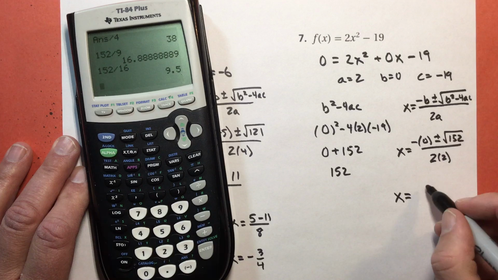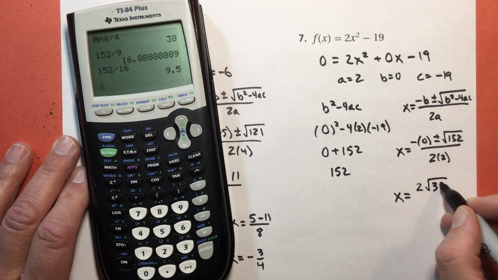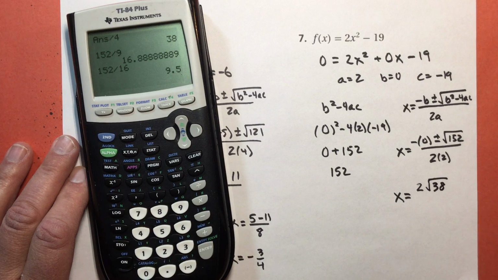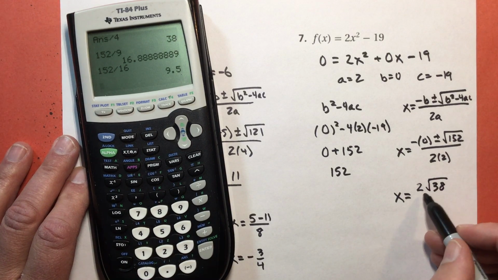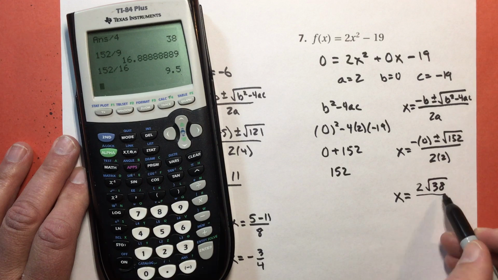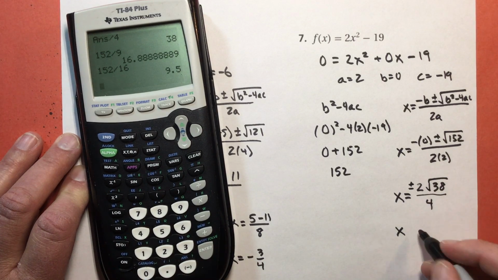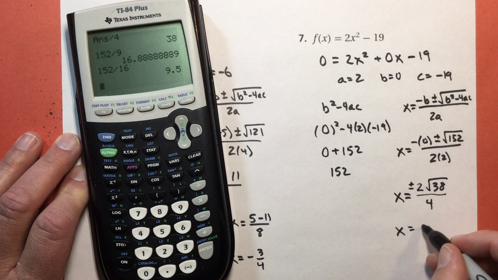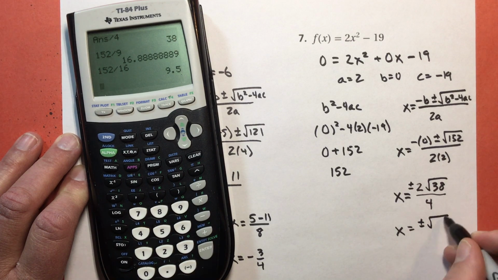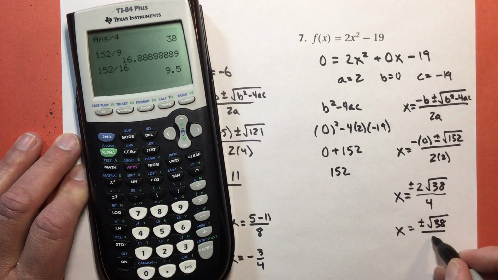So that gives me, square root of 4 is 2. 38 I know is 2 times 19, and both those are prime, so I'm not going to be able to get a perfect square out of that. 2 times 2 is 4. And don't forget, I get two answers. One's plus, one's negative. So I get plus or minus square root of 38 divided by 2.